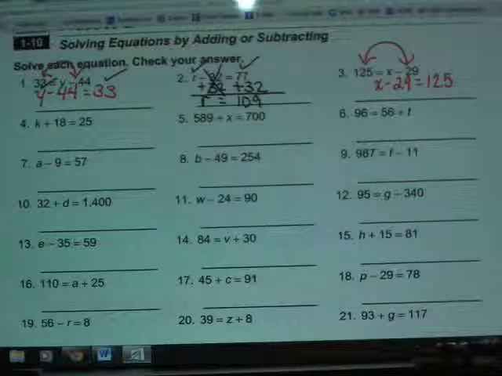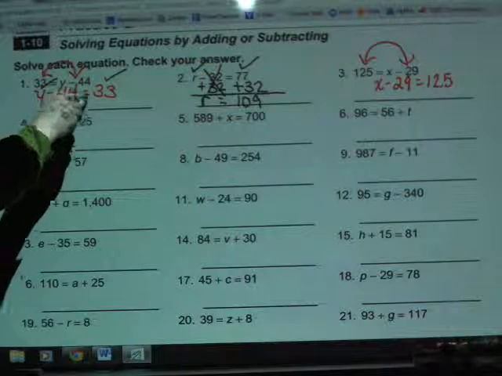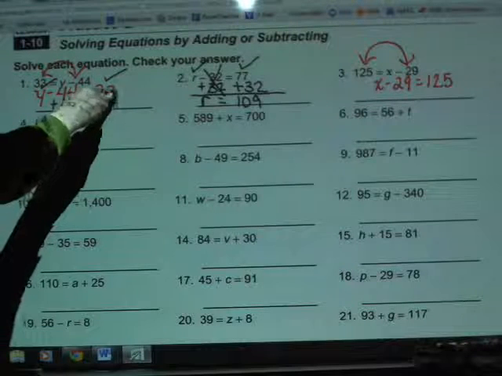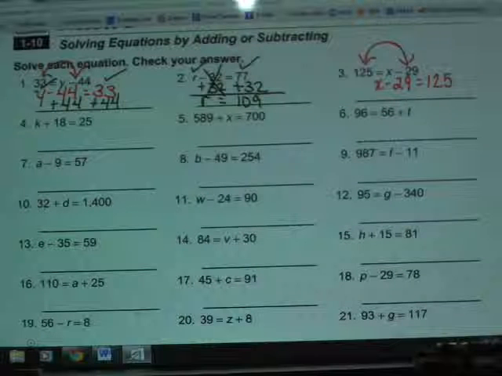Well, again, whenever I want to move something to the opposite side there, I'm going to do the opposite. So that implies that I'm going to have to add 44 to both sides here. So I'm going to go ahead and add 44 to both sides. And over here, this minus 44 plus 44 cancels each other out.